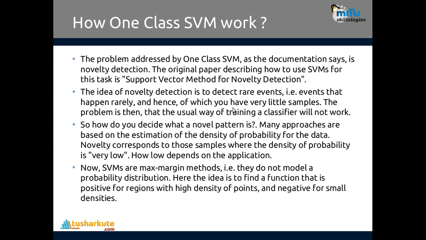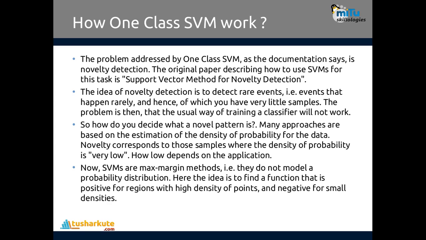The idea of novelty detection is to detect rare events, that is, events that happen rarely and of which you have few samples. The problem is that the usual way of training a classifier will not work. So how do we decide what a novel pattern is? Many approaches are based on estimation of the density or probability of the data. Novelty corresponds to those samples where the density or probability is very low. How low depends on the application.